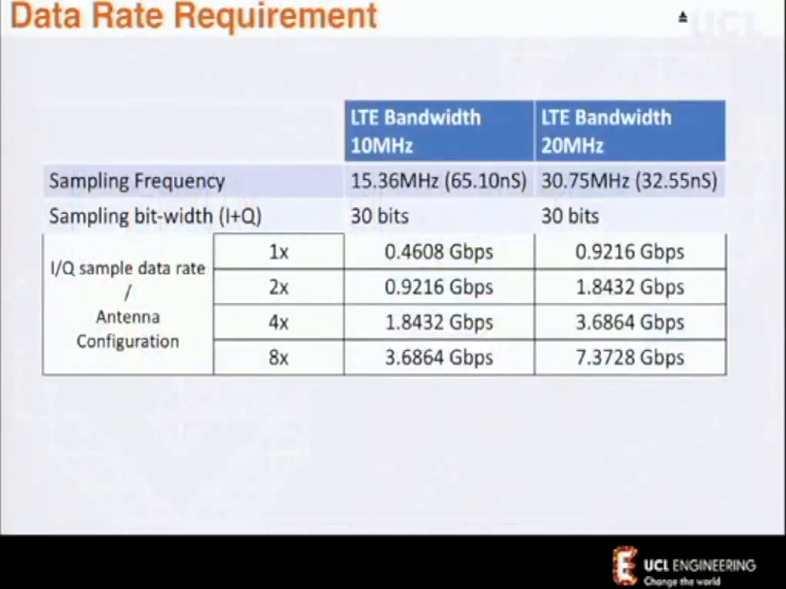So if I want 8 MIMO, 20 megahertz, I'm nearly at 10 gigabits just to provide me with a couple of hundred megabits at the interface. So by digitization, I've exploded this.